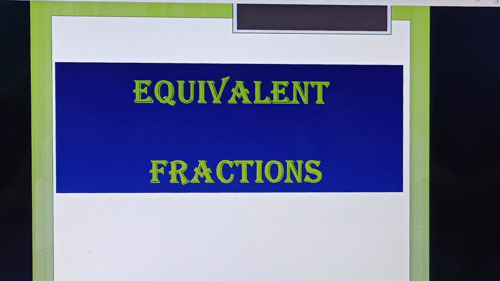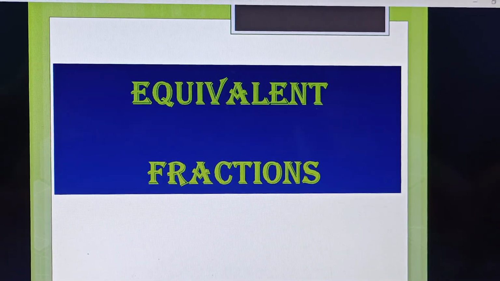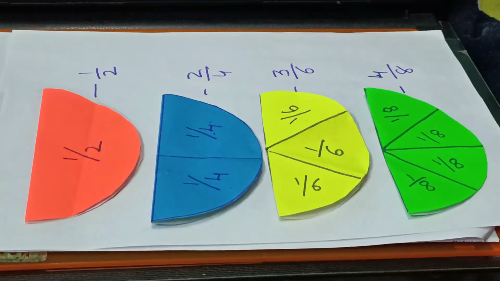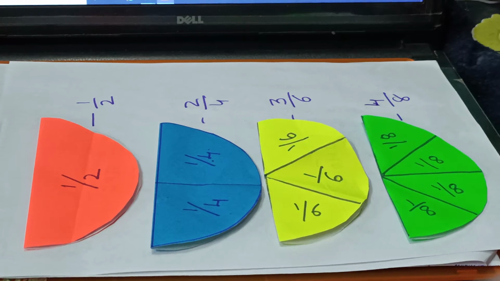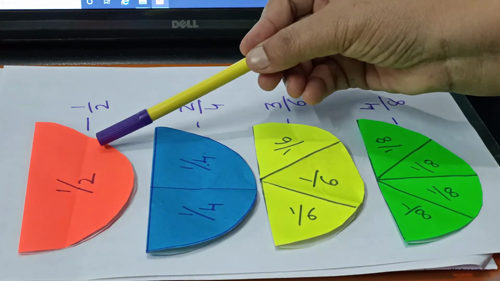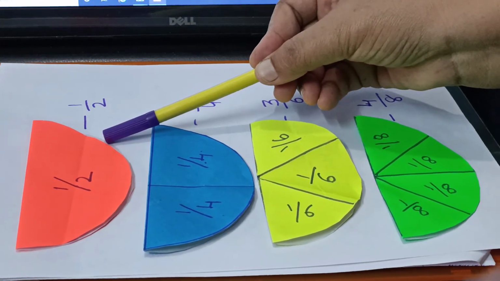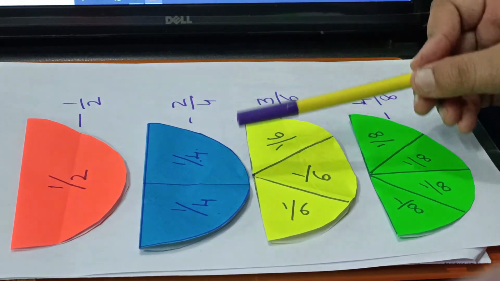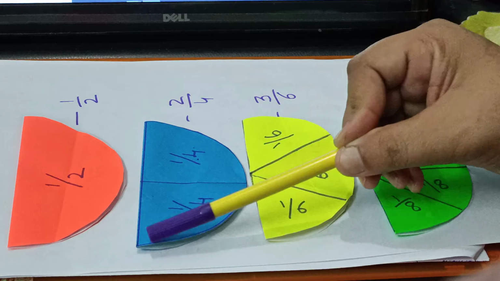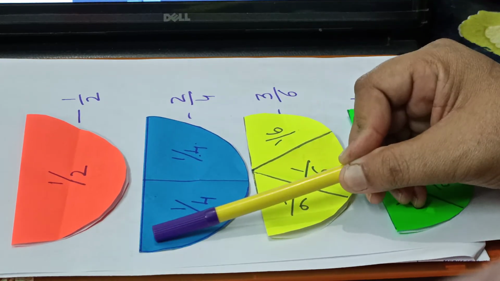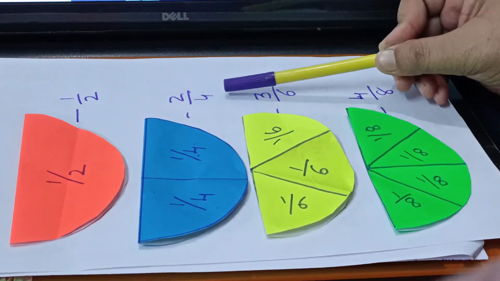Now coming on to the equivalent fractions, here I am going to show you something. Here you can see 1 by 2 of a circle. When I fold the circle into 4 equal parts, I require 2 parts of 1 by 4 to get 1/2 of a circle. This shows 2 by 4.